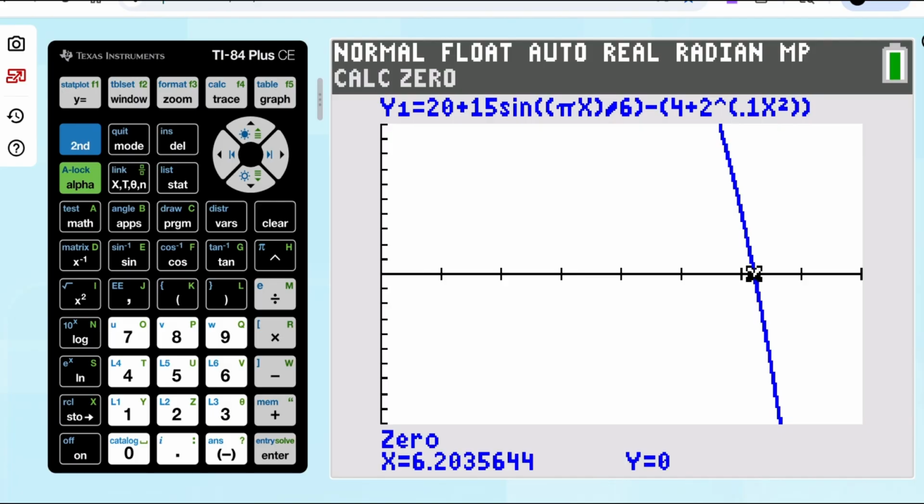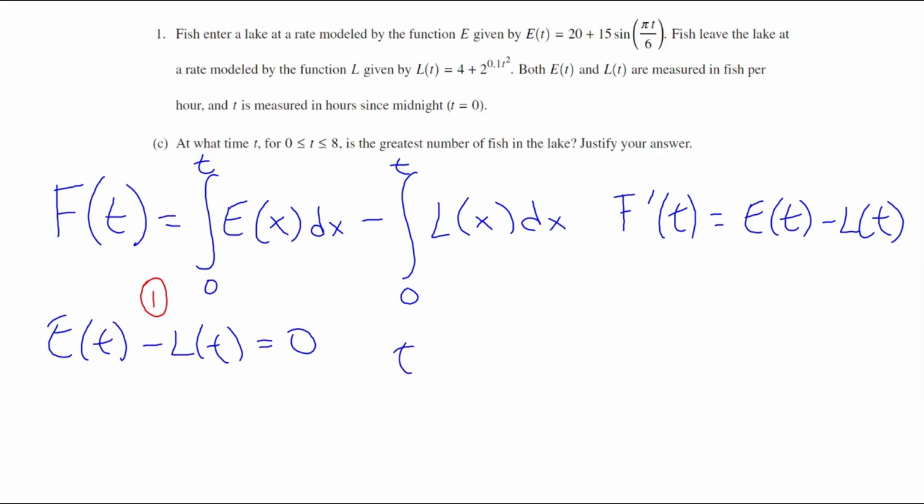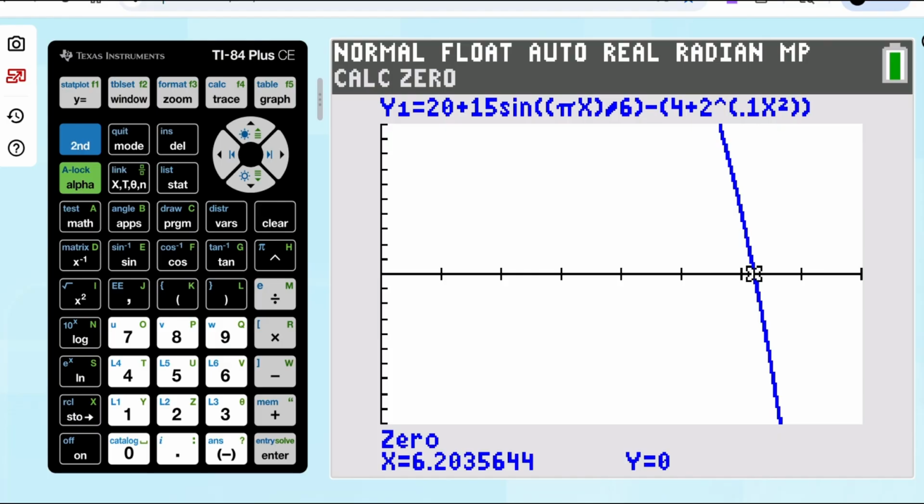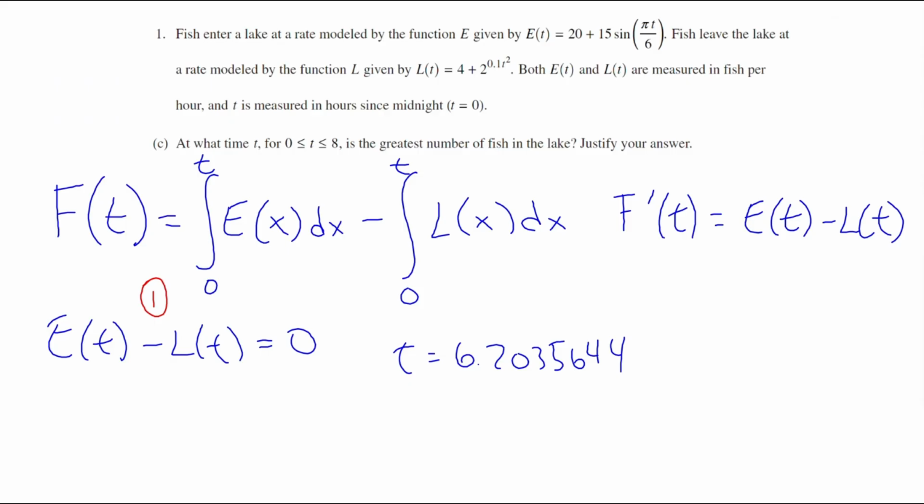6.203564. So we'll mark that value as the t value. T is equal to 6.203564 4, I believe is what it was. 5, 6, 4, 4. Let's make sure that was right. Yeah, 5, 6, 4, 4. So that's our t value.